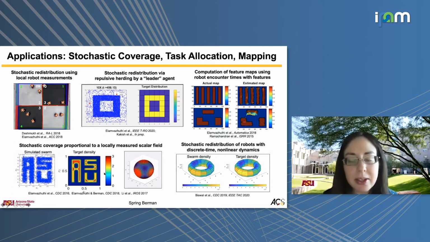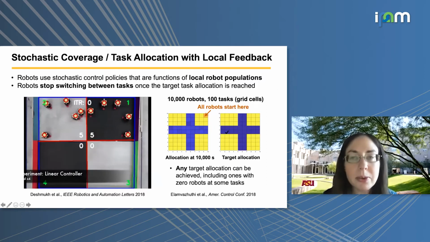We can also look at other coverage problems where the robots can locally measure something about the scalar field, and their control inputs depend on those measurements, and we can get them to form various patterns at equilibrium. And then we've also looked at designing controllers for robots with discrete time nonlinear dynamics to do similar types of coverage problems.